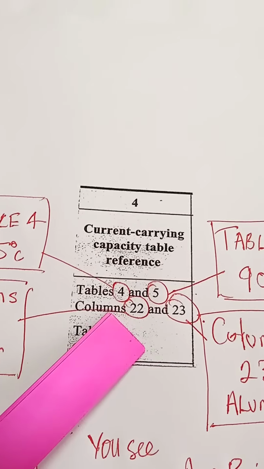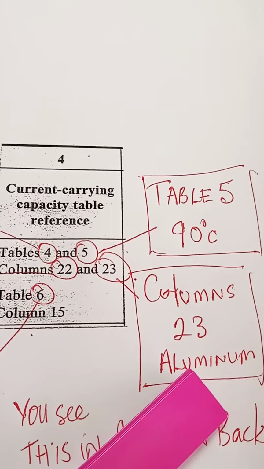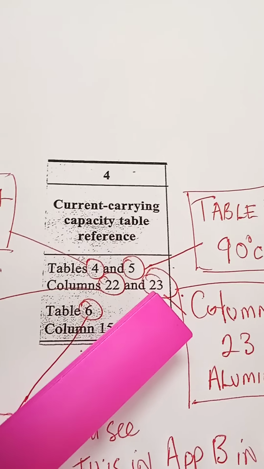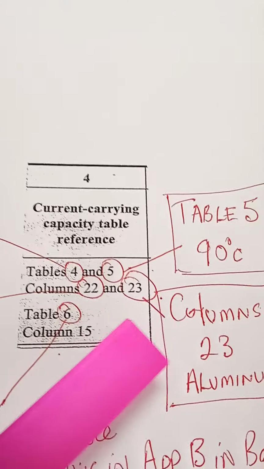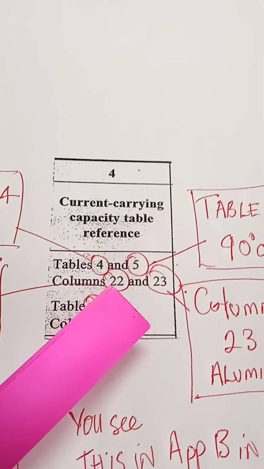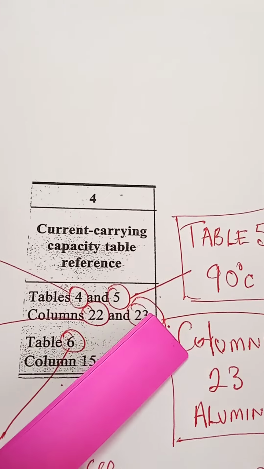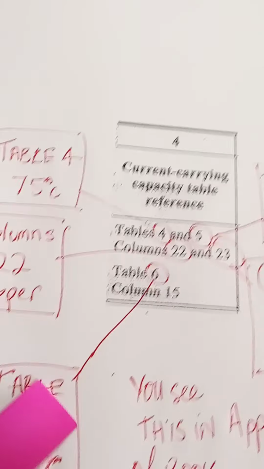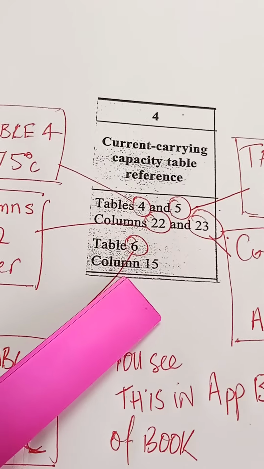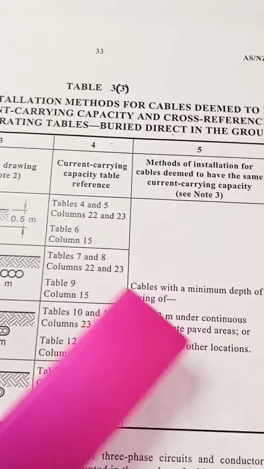Now, where it's got columns 22 and 23, the first one is for copper, right? The second one is for aluminium. Some do have flex in the middle there, so they'll have solid, flexible, and then aluminium. We don't seem to look at the flex all the time. We see mostly the solid, or the stranded, I should say, and aluminium. And then, like I said, we have 110 degrees down on the last one here, and column 15 being for copper.